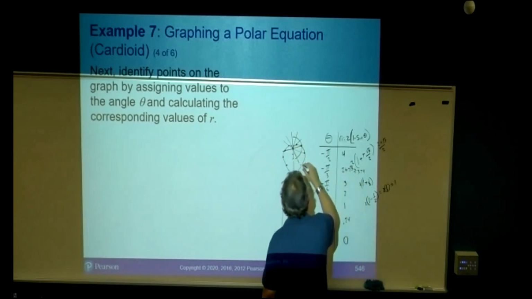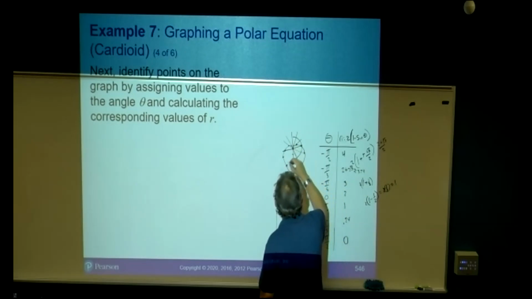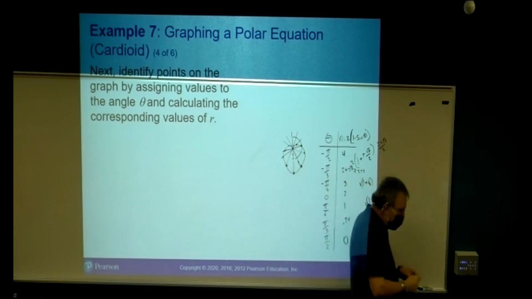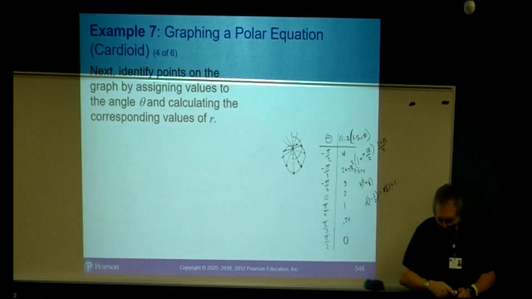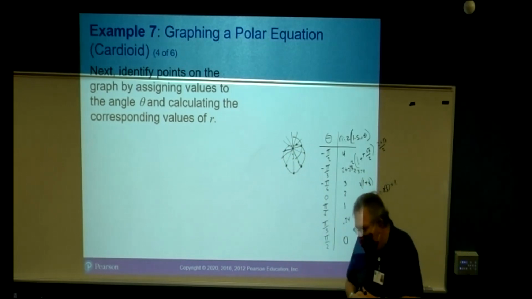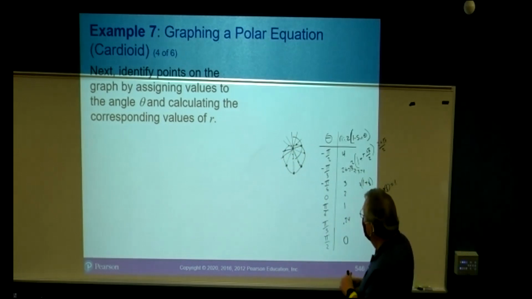I'm going to bring my point down to the line I drew. And so if you have polar coordinate paper, which I'm going to post in, what's that called?